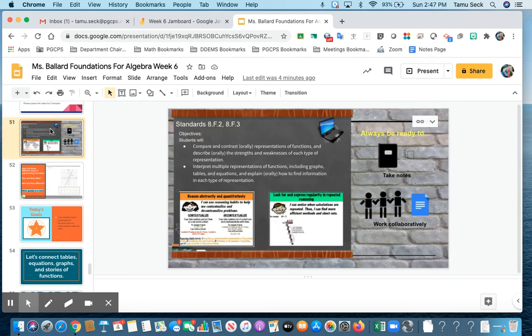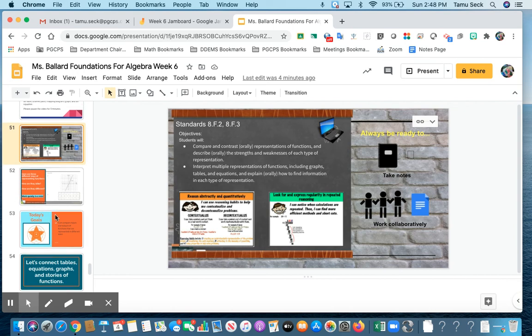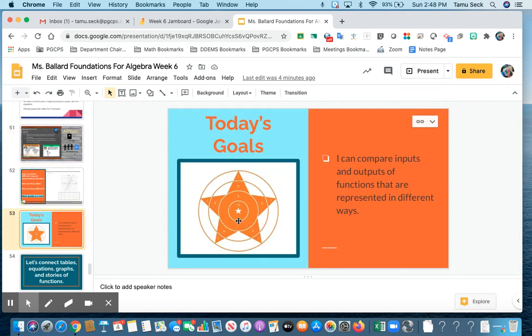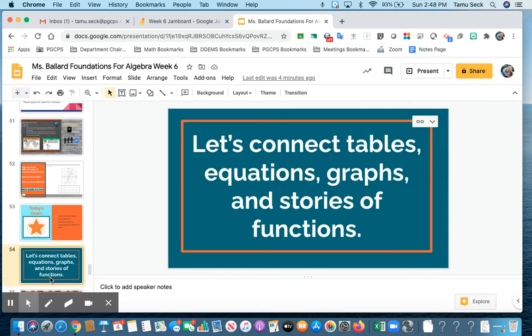Today, we're talking about standards 8F2 and 8F3. Today, we will compare and contrast representations of functions and describe the strengths and weaknesses of each representation. We will interpret multiple representations of functions, including graphs, tables, and equations, and explain how to find information in each type of representation. Today's goal is to compare inputs and outputs of functions that are represented in different ways.